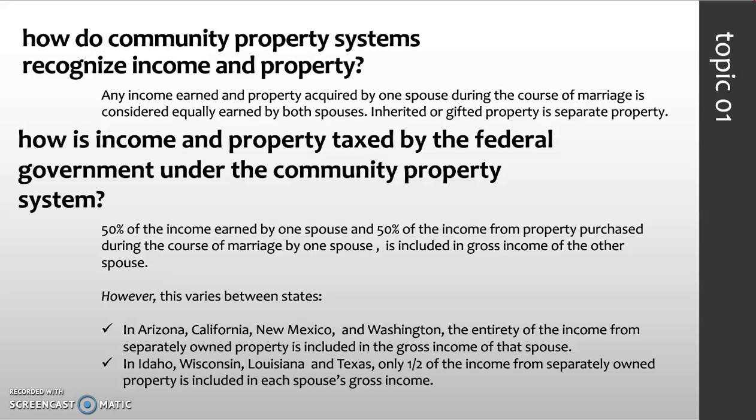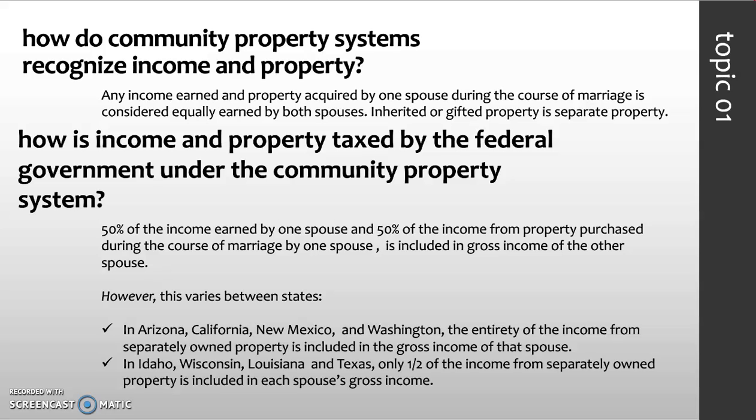So how is income and property taxed by the federal government under a community property system? So 50% of the income earned by one spouse and 50% of the income from property purchased during the course of marriage by one spouse will be included in the gross income of the other spouse. However, this can vary between states.